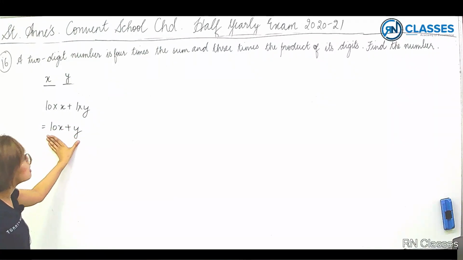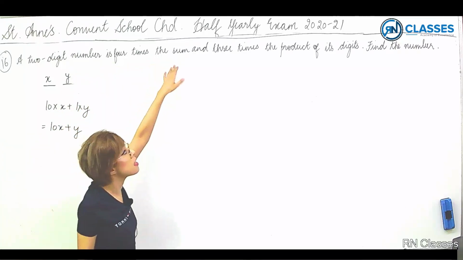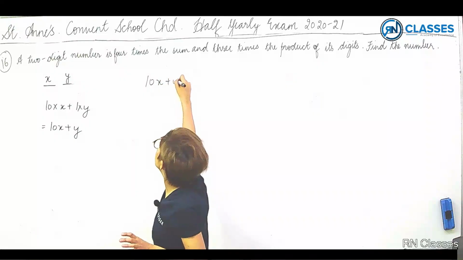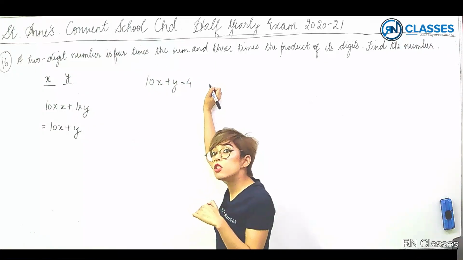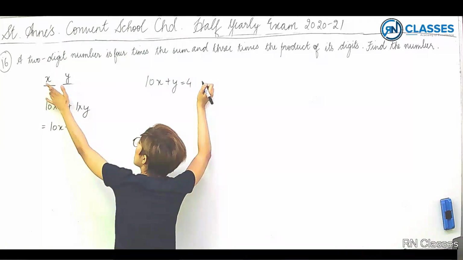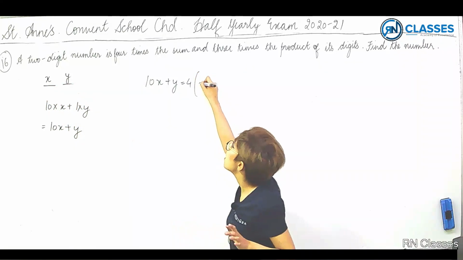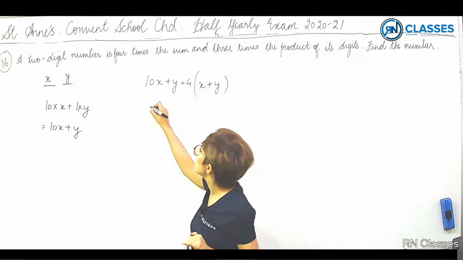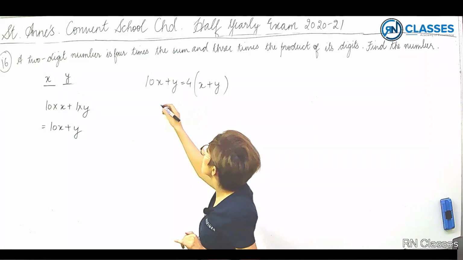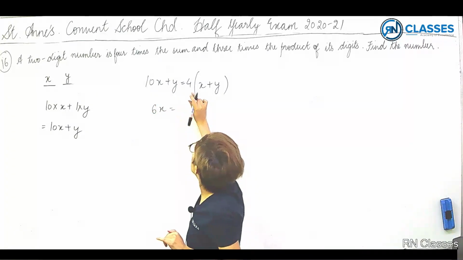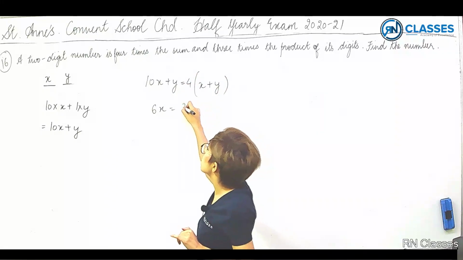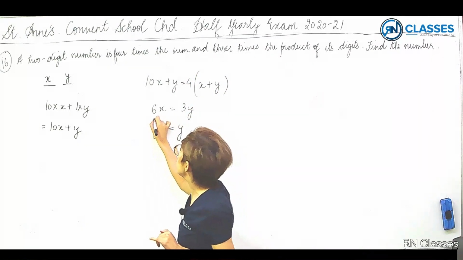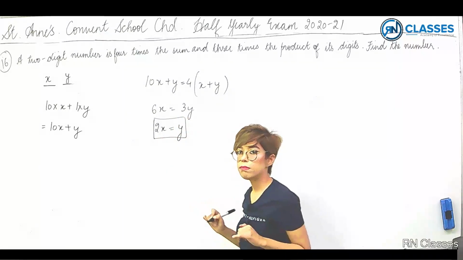Now he says that this number is 4 times the sum of its digits. So 10x plus y is 4 times the sum of the digits, as in sum of the digits x plus y. So 4 times x plus y. Right, so let's open it up. So this is 10x minus 4x, so 6x, equal to 4y minus y, so that is 3y. So I can say 2x equal to y. That is one relationship.